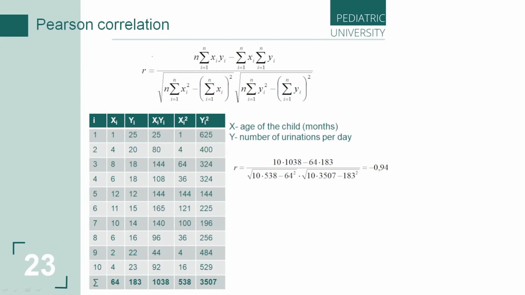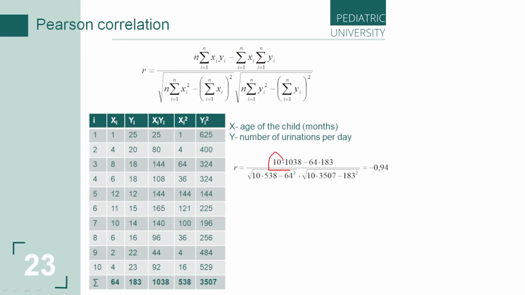We substitute these numbers, and what is n? You can see n. N is the number of elements in the sample. In our example, we have 10 numbers, so it's 10.